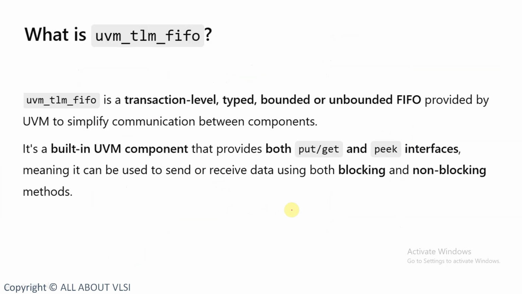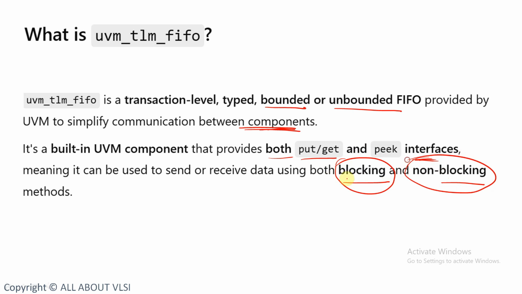Now coming to another type of port, which is nothing but UVM TLM FIFO. Basically, UVM TLM FIFO is a transaction level FIFO, which can be bounded or unbounded, provided by UVM to simplify the communication between components. It's a built-in UVM component that provides put, get and peek interfaces, meaning it can be used to send or receive data using both blocking and non-blocking methods. What blocking and non-blocking mean, we'll discuss.